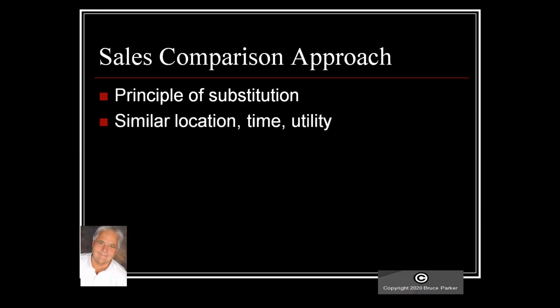So when you use the principle of substitution, you're going to use a similar location. You're going to use houses that sold at a similar time, and houses that had a similar utility. What I mean by that, if you're doing a house today, you're only going to look at things that closed in the last couple of months, maybe 6 months, maybe 3 months. If you're going to use comparable sales and you're going to use actives, you're going to use things that are active now. And typically in an appraisal, you are going to use 3 closed comparable sales and 3 active houses on the market now. But they want to have similar location, similar time frame, and similar utility.